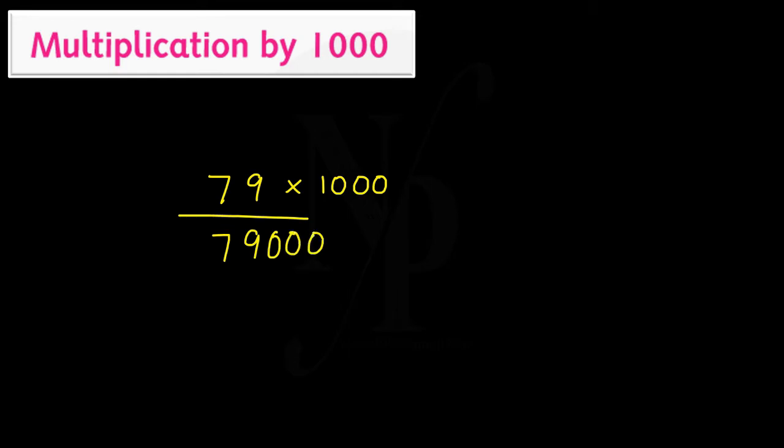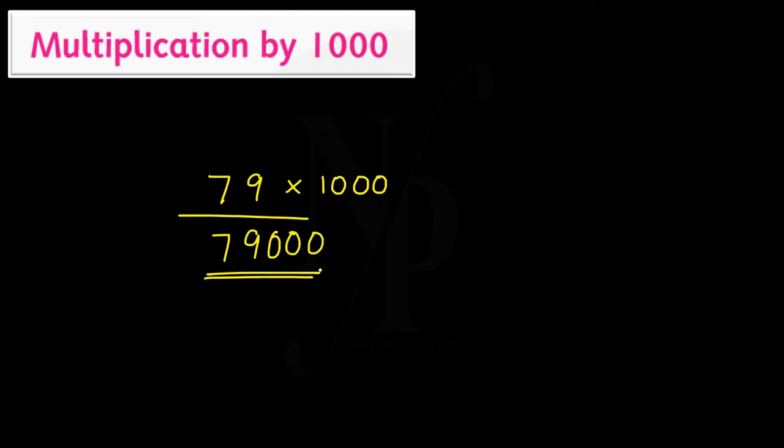Now let us multiply a number by 1000. So if we wish to multiply the number 79 by 1000, what we do is we rewrite the number 79 as it is, and we write down these 3 zeros to the right of 79. 1, 2, 3, 3 zeros. Therefore, the product is 79,000.